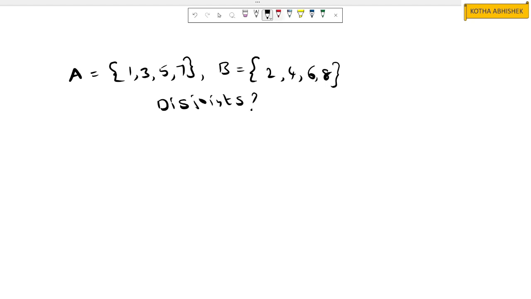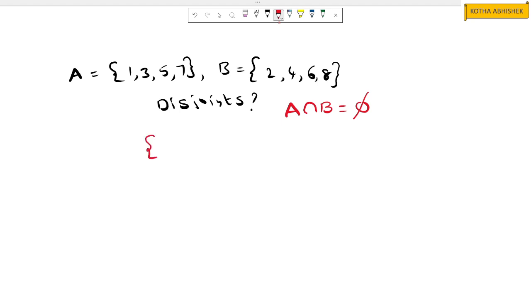In every exam, one question will compulsorily be there based on this disjoint concept. The same disjoint concept we can interrelate to intersection also. A intersection B. In case A intersection B is an empty set, then we will call that disjoint. I repeat, if A and B intersection is an empty set, then we call it disjoint. Nothing but no common element should be there. So first let us try to find out the A intersection B.